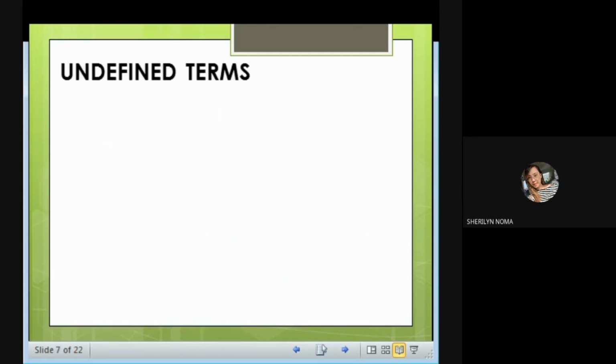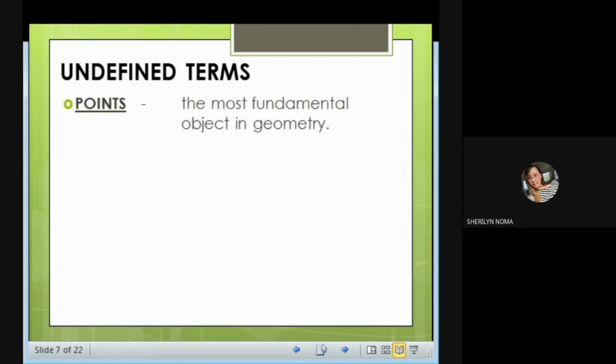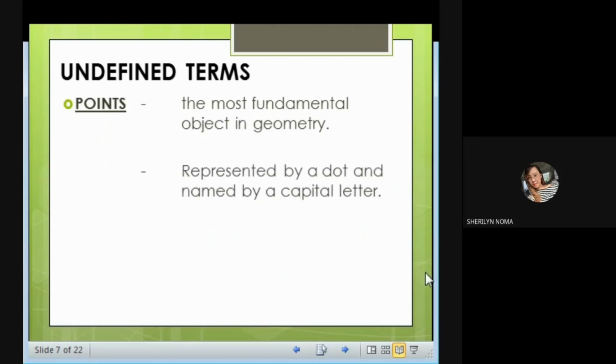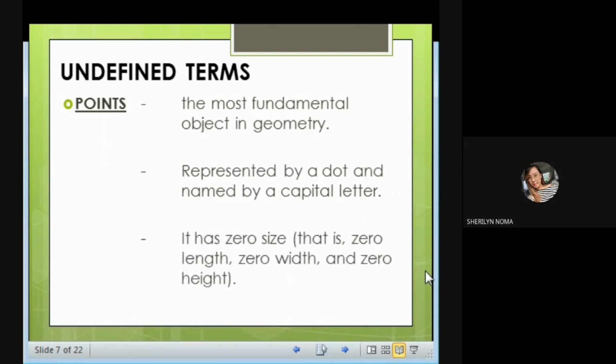Point, line, and plane, together with set, are the undefined terms that provide the starting place for geometry. We refer to these words as undefined terms. The first undefined term is the point. The point is the most fundamental object in geometry. It is represented by a dot and named by a capital letter. It has zero size, that is zero length, zero width, and zero height. A point can be thought of as a location.